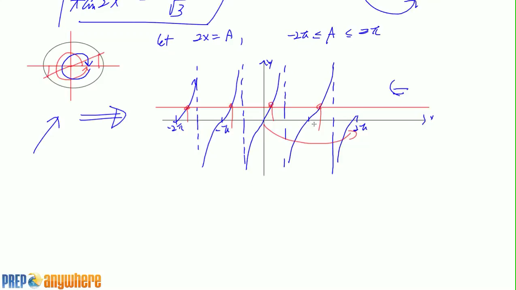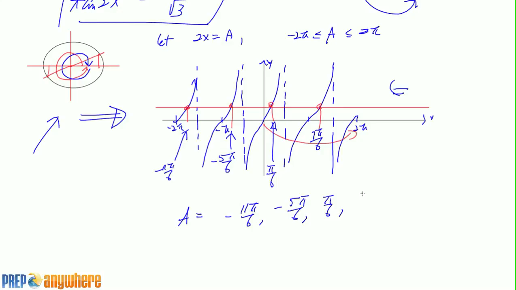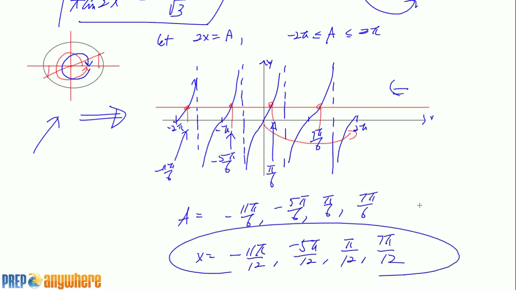Okay. So what is a special angle which will give you 1 over √3 again? Pi over 6. So it's going to be 7 pi over 6. Right. It's going to be minus 5 pi over 6 and minus 11 pi over 6. That's what a is equal to, right? Okay, and a was equal to 2x, so x is equal to everything divided by 2. Okay, that's the angles that we're looking for.